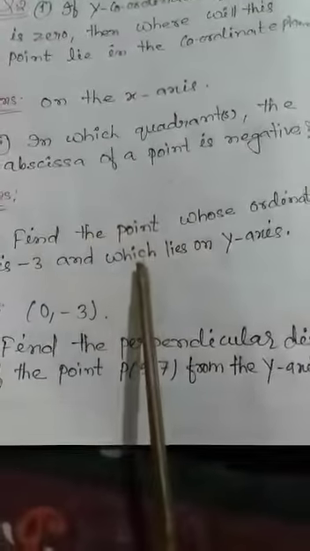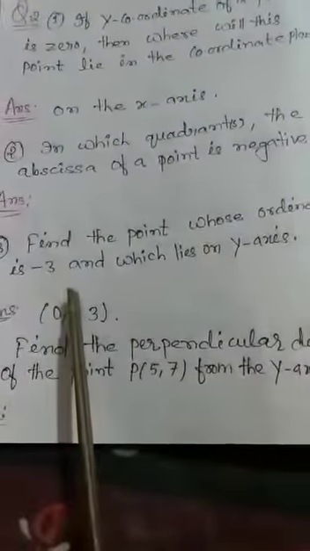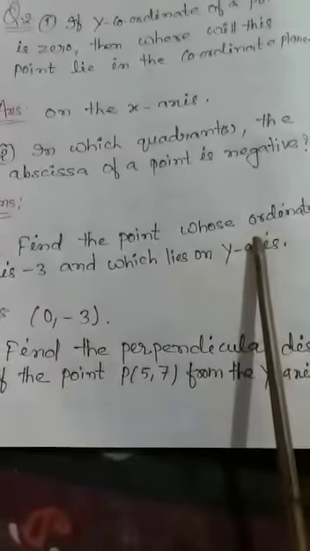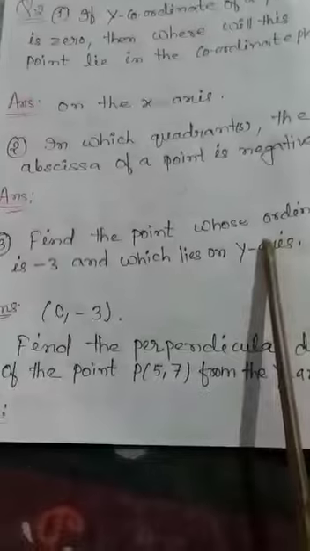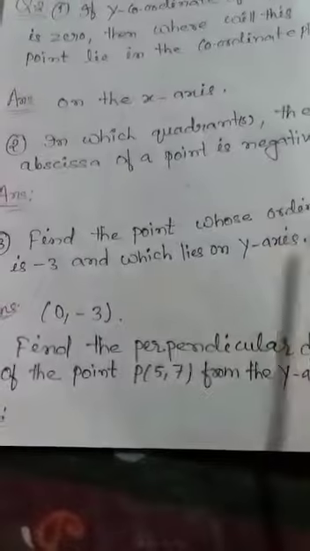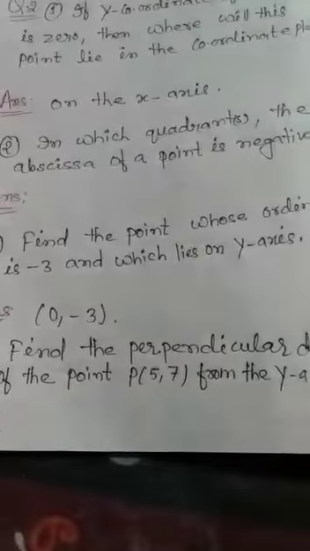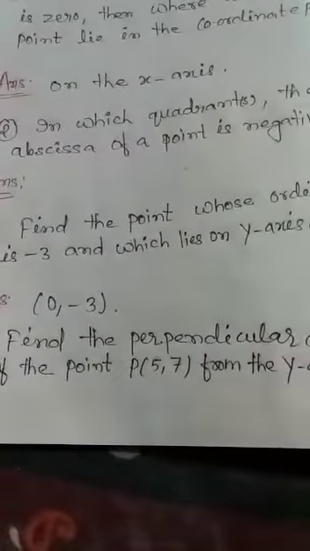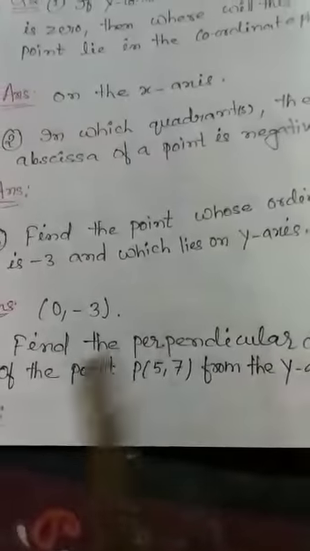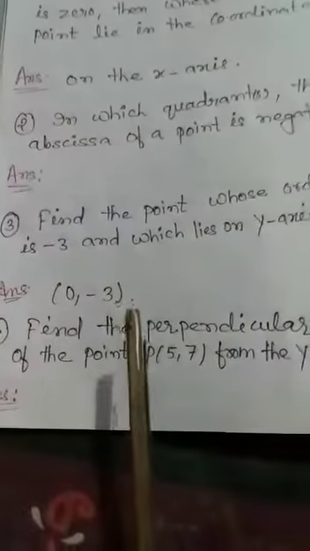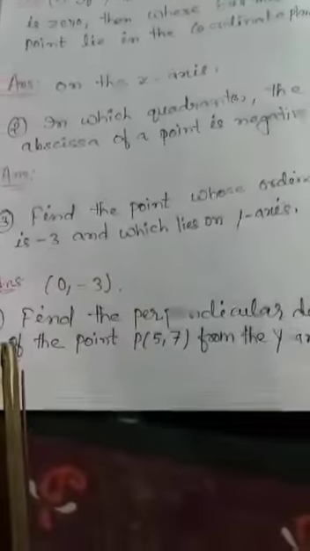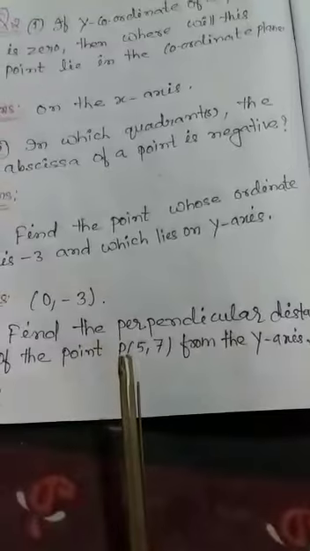After that, let us discuss the third question. Find the point whose ordinate is -3. What is the question? Whose ordinate? Ordinate means what? X-axis or Y-axis? Please think. We know that ordinate is the Y-axis. And we know that if any point lies on the Y-axis, its x coordinate is 0. I told you in the previous class. So the point will be 0 and -3.